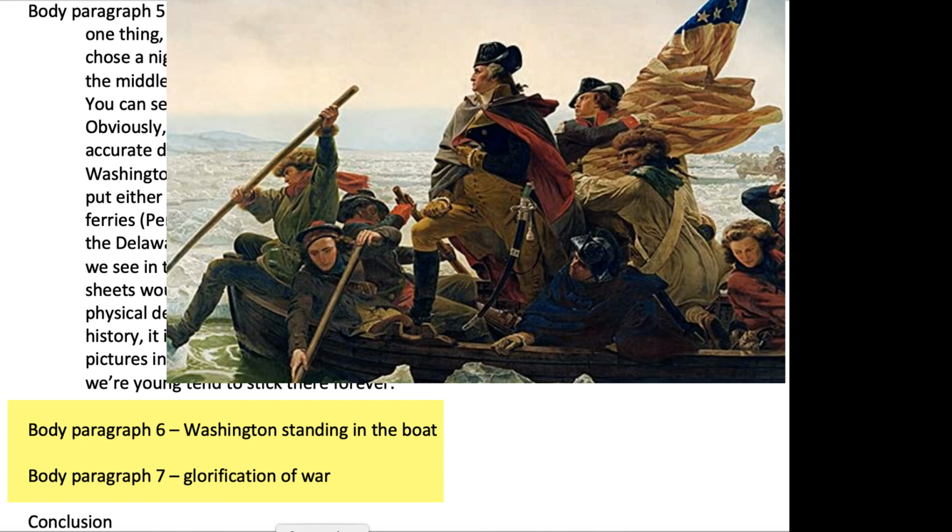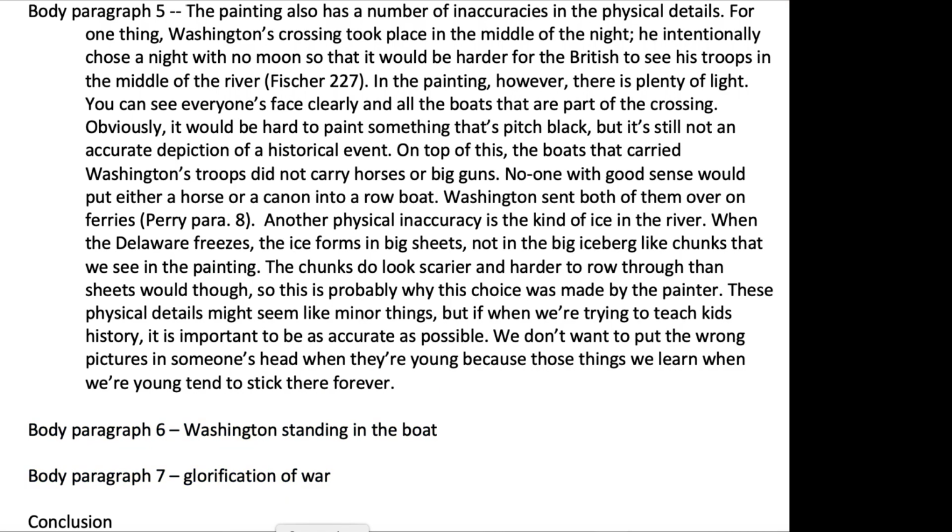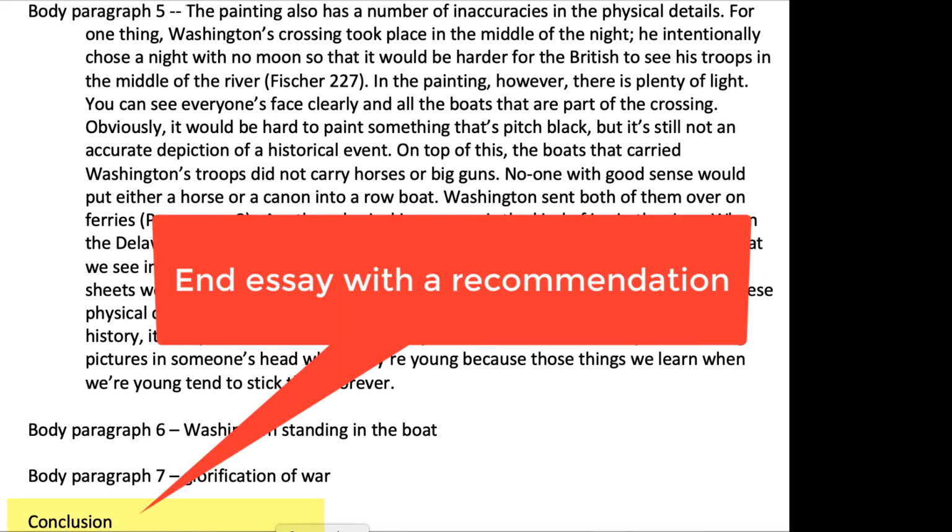And then the glorification of war. Why is he standing up, doing his best Captain Morgan pose? Because it looks more glorious. It looks like we want our leaders to look, not sitting in the boat. So you can see the basic structure there. The conclusion then follows after that. I'm guessing from what we've seen, the student recommended that this painting not be included in history textbooks for children anymore.